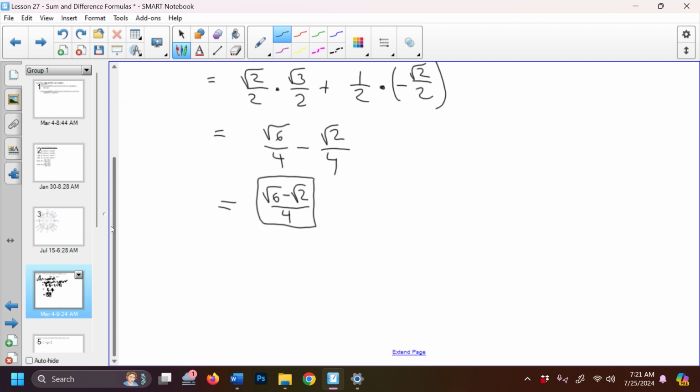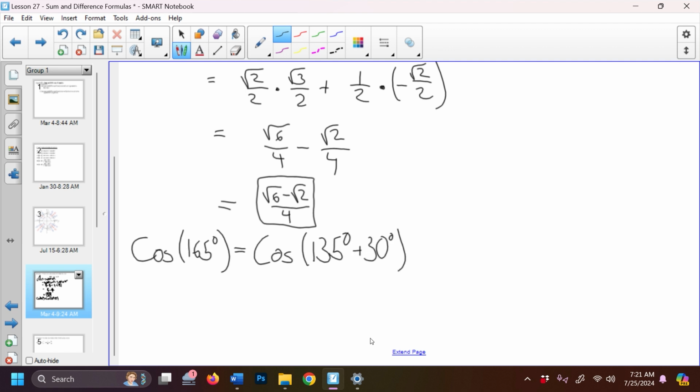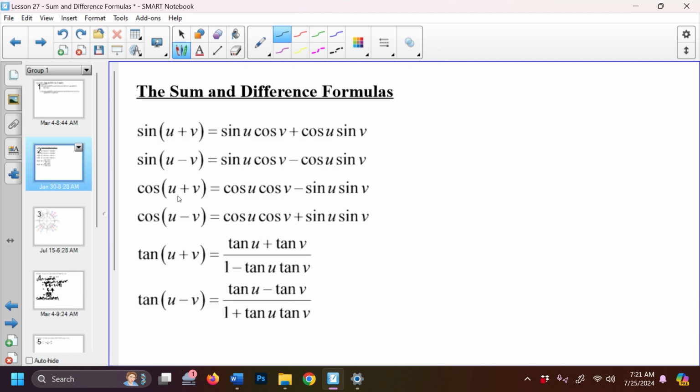Now, they do also ask us to find the cosine of that 165 degrees. We break it down the same way: cosine of 135 degrees plus 30 degrees. Now, the cosine formula is a little bit different. The cosine formula of a sum is going to be the cosine of u times the cosine of v minus the sine of u times the sine of v.